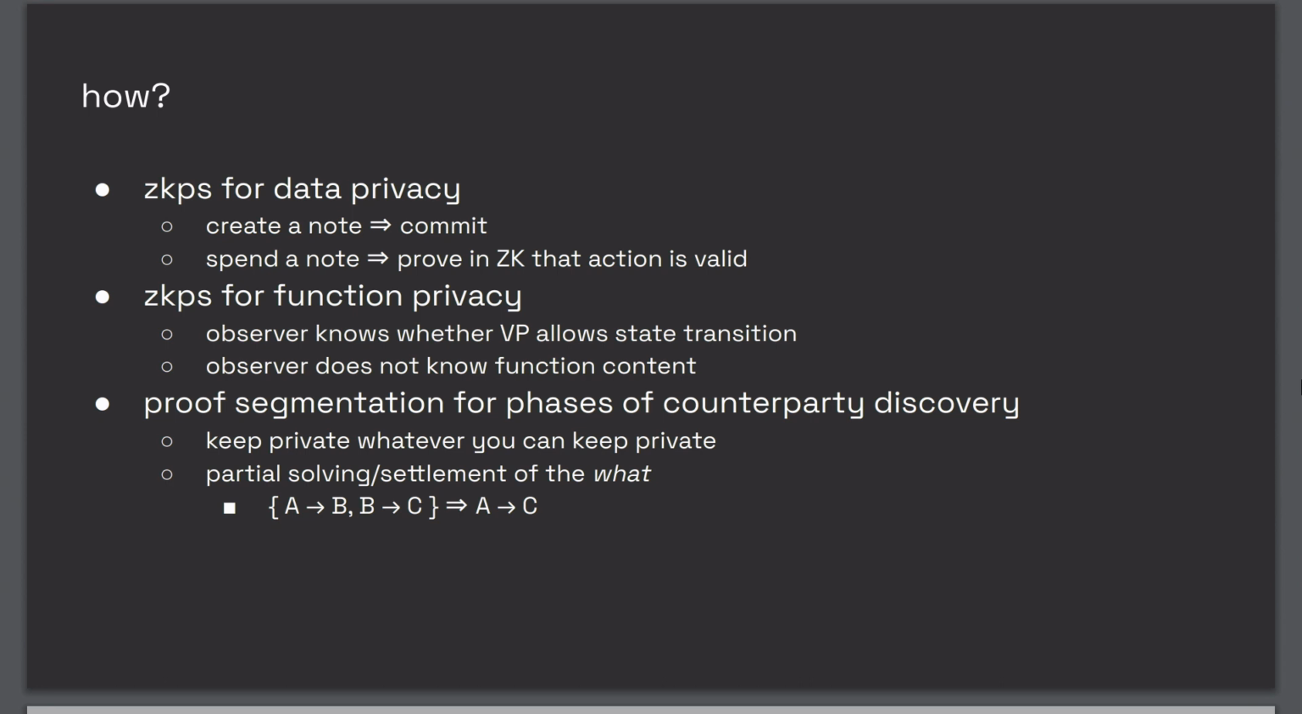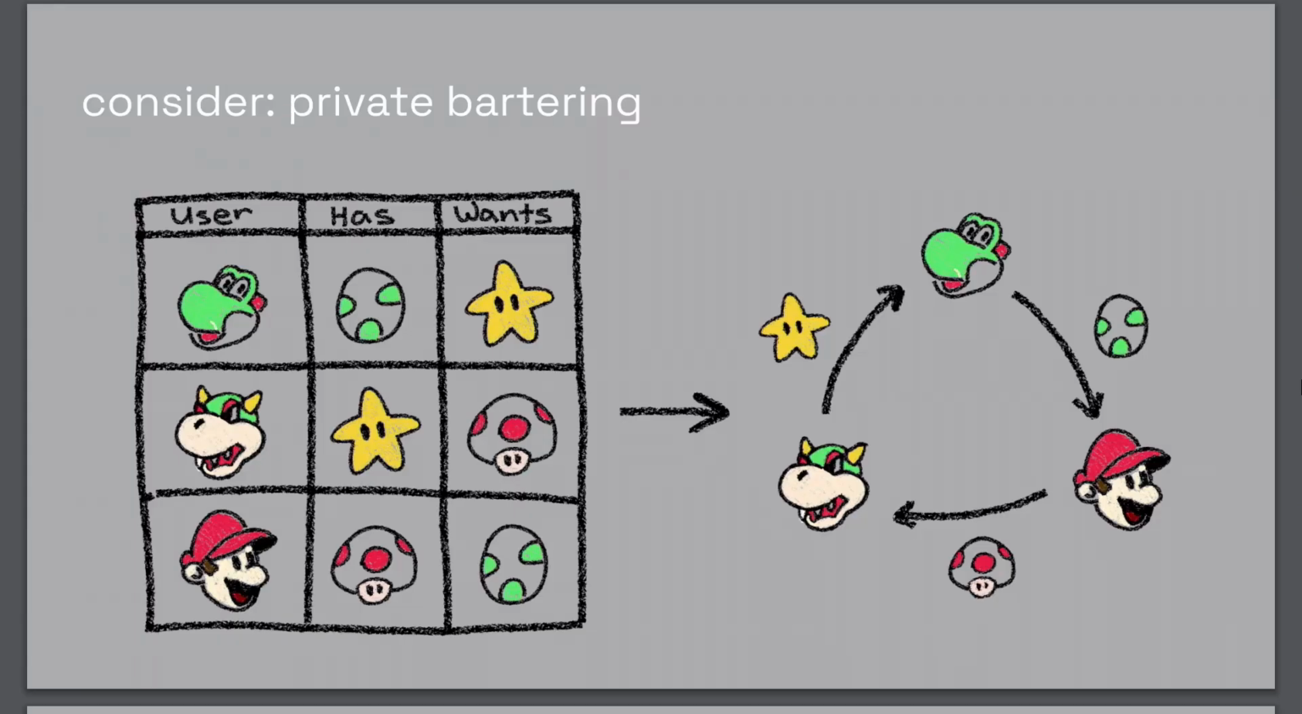And then we have a kind of proof segmentation for these phases of counterparty discovery that I outlined in the diagram, which allows participants who are authoring intents to keep private whatever you can keep private, and allows intermediate nodes in the gossip network to do this kind of partial solving and intent composition.